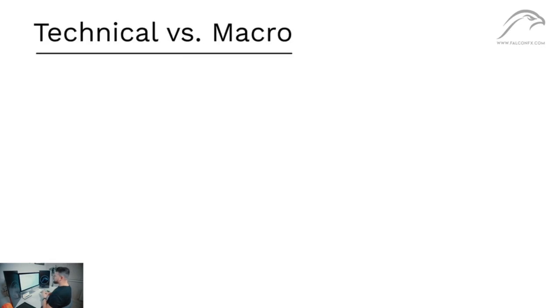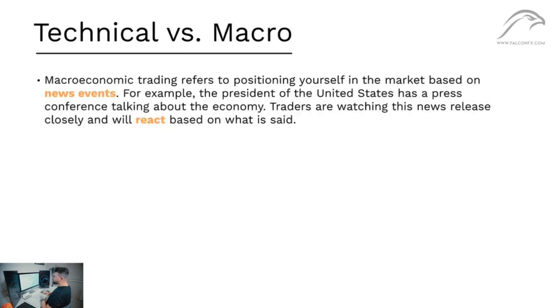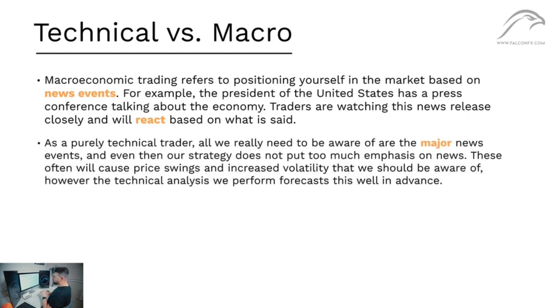Now, when we look at technical versus macro in a little bit more detail, macroeconomic trading refers to positioning yourself in the market based off of news events and so much more. For example, the President of the United States has a press conference talking about the economy. Traders are watching this news release closely and they will react based off of what is said. Now, often a lot of these things are already priced in and you tend to have things that are delayed and behind.